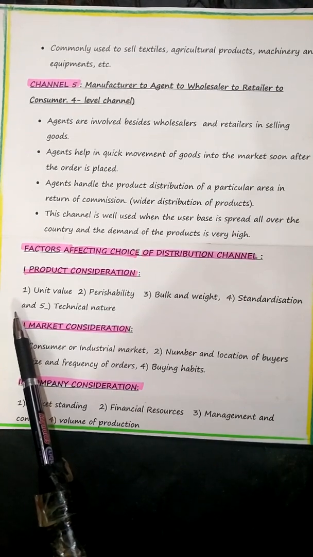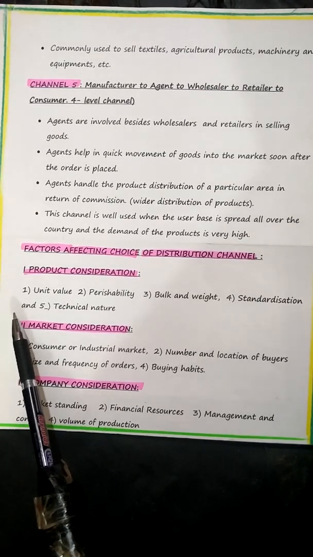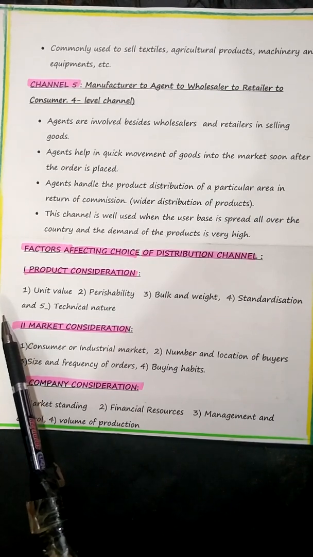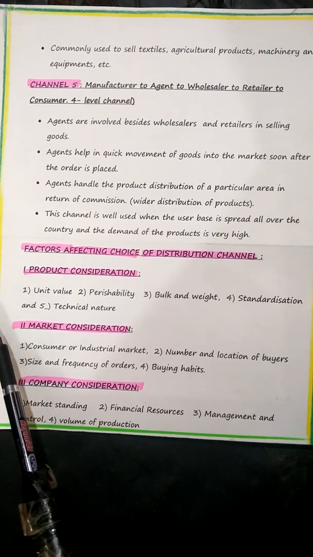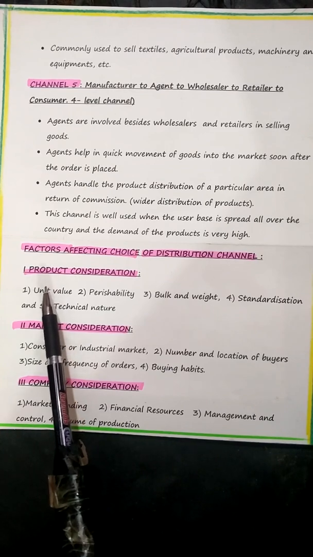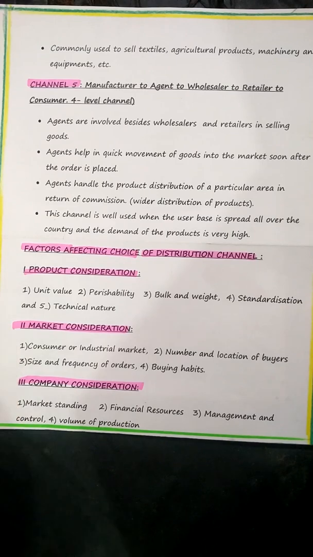What are the 4 factors, children? Product consideration, there are about 5 factors. Market consideration, there are about 4. Company consideration, there are about 4. And middleman consideration, there are about 3. So you're going to have factors affecting choice of distribution channel. What are the main points again, children? Product consideration, market consideration, company consideration, and middleman consideration. All these are very important for you to understand.